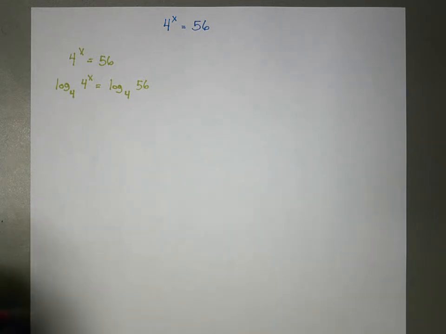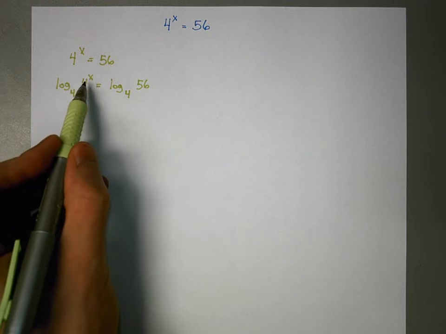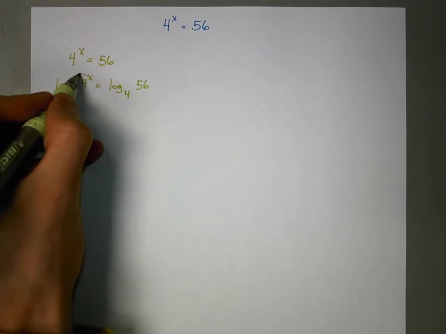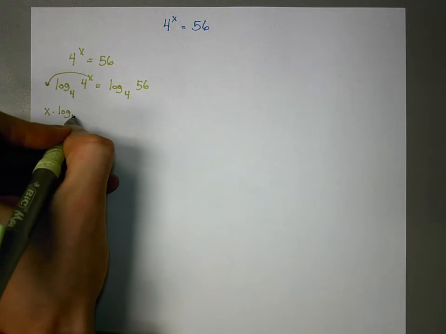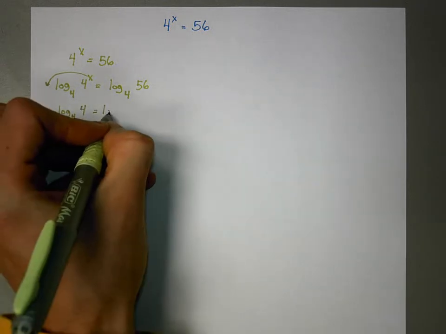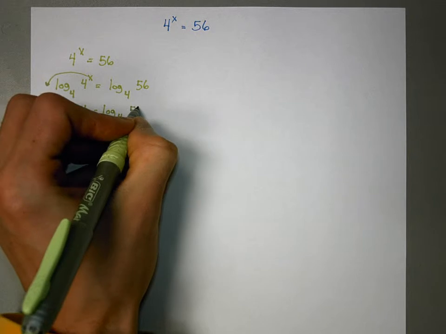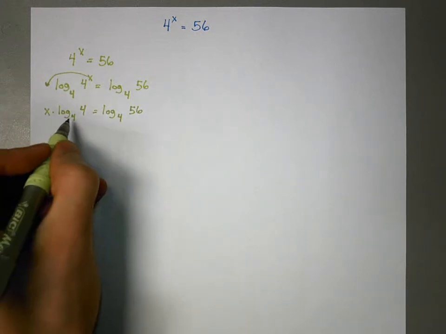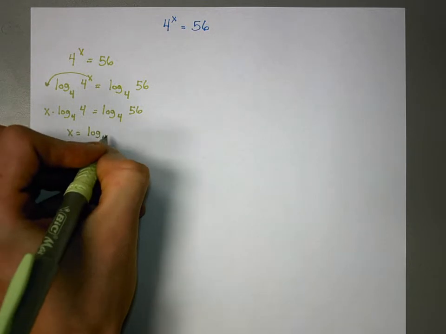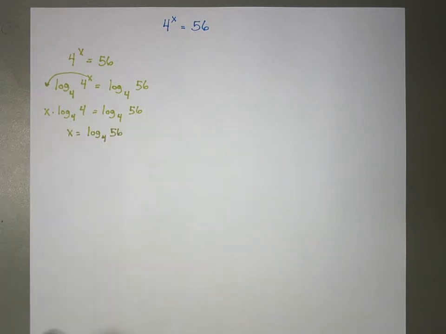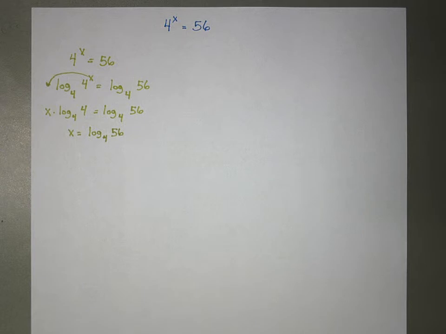So now on the left-hand side, since I've got this logarithm that's got a power, I can roll this x out in front. x times log base 4 of 4 is equal to log base 4 of 56. Here log base 4 of 4 is equal to 1. So I'm left with log base 4 of 56.